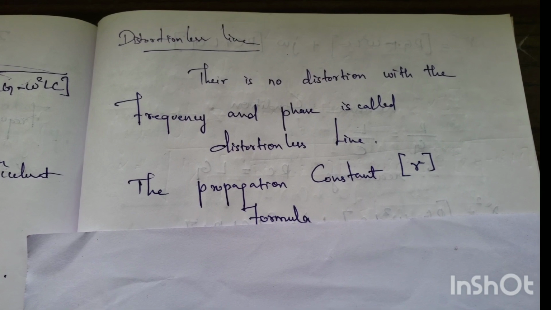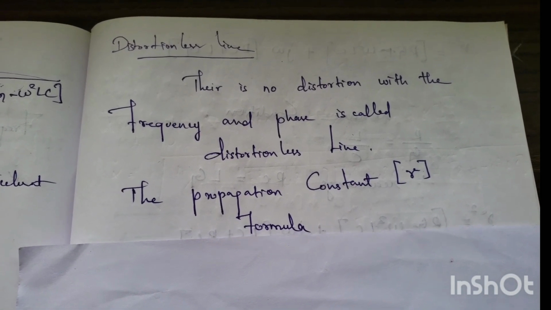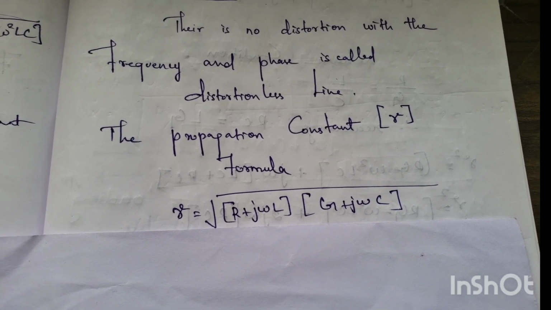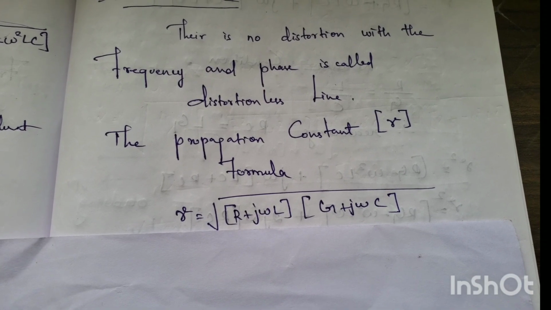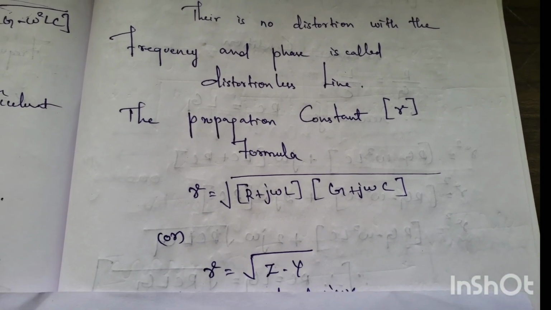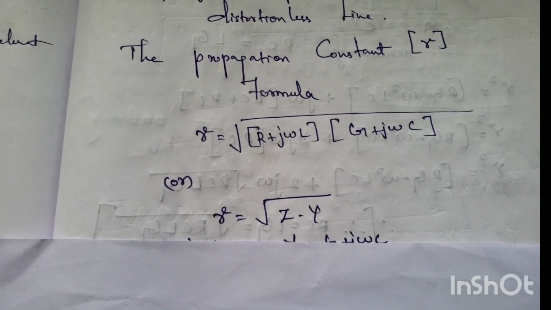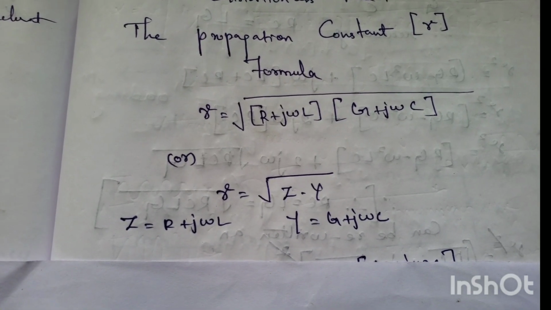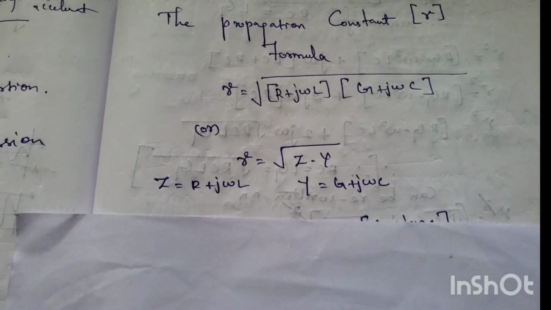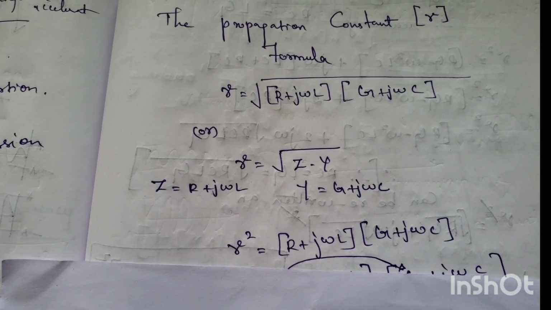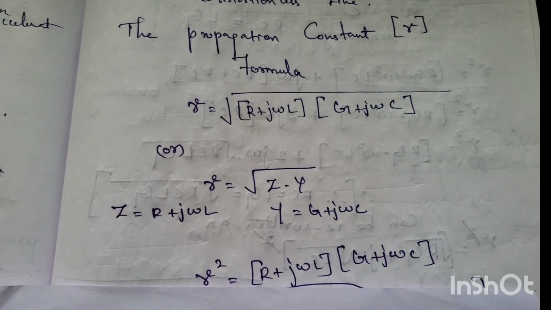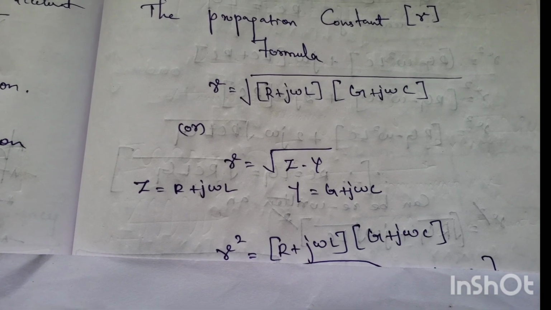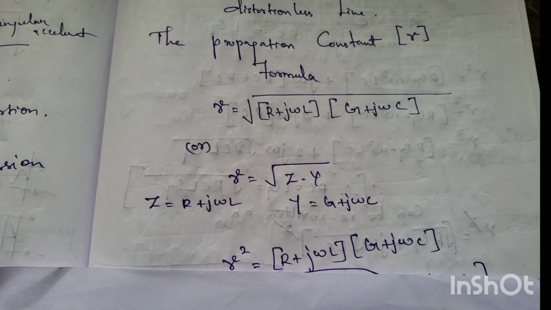And then the propagation constant, it is called gamma. The formula is gamma equals root of (r plus j omega l)(g plus j omega c), and we can write gamma equals root of Z times Y. Z is nothing but r plus j omega l, and Y equals g plus j omega c. We will square it, so we get gamma square equals (r plus j omega l)(g plus j omega c).